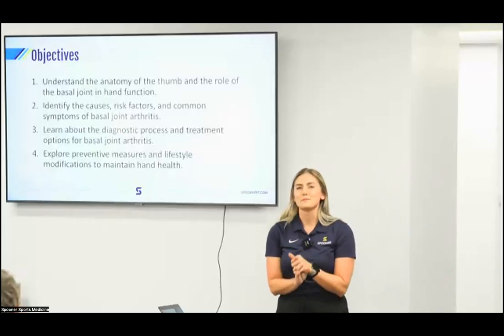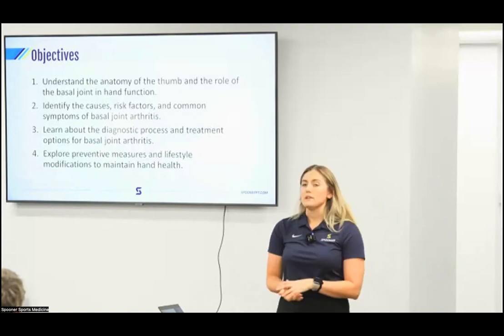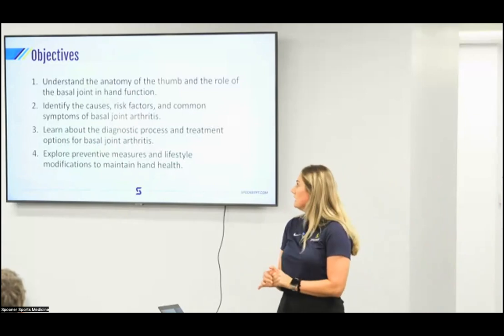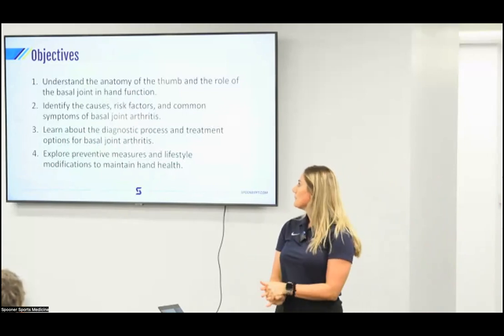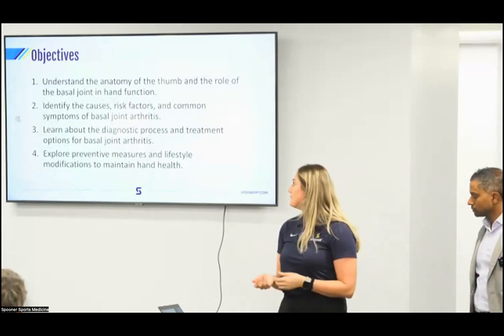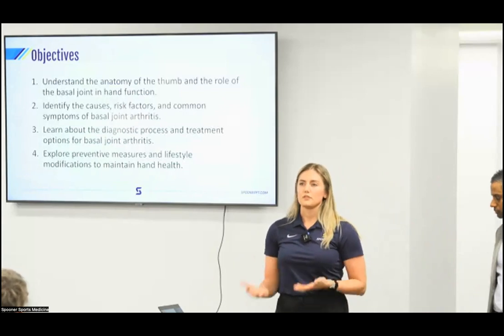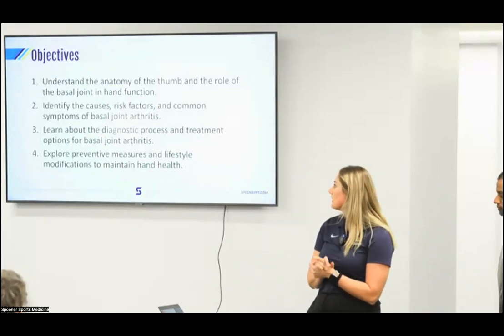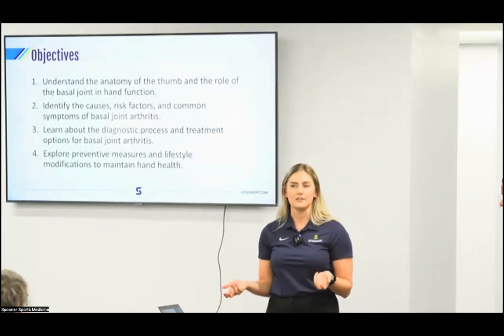So by the end of today's presentation, our goal is that you all understand the anatomy of the thumb a little bit better and the role that the basal joint plays in our hand functioning. You should be able to identify the causes, the risk factors, and common symptoms of basal joint arthritis. Together, we're going to learn about the diagnostic process and different treatment options, both surgical and conservative, for basal joint arthritis. And we will talk about some preventative measures and lifestyle modifications you can implement to maintain your hand health.